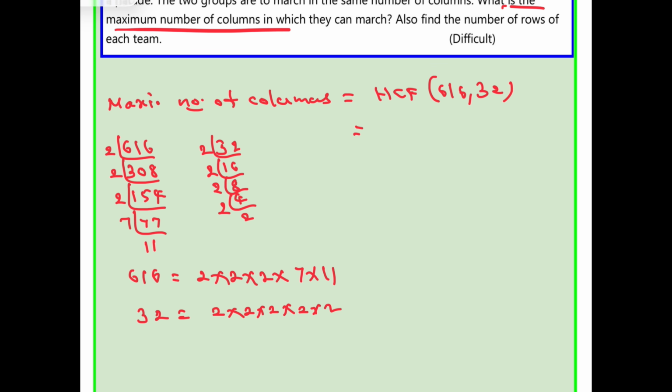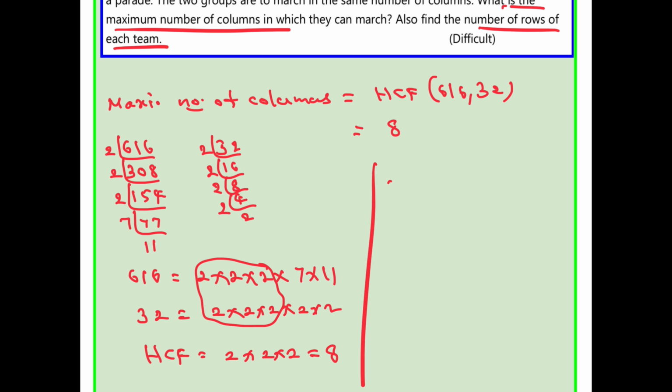HCF: 2 three times is common, that is 2 into 2 into 2, 8. So the maximum number of columns is 8. And also we have to find the number of rows in each field. Number of rows in each field equals 32 members divided by 8, 4 rows.